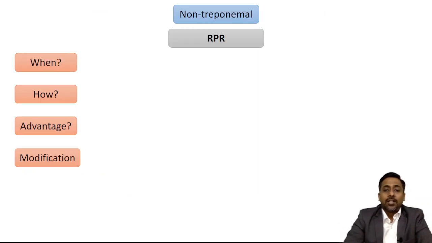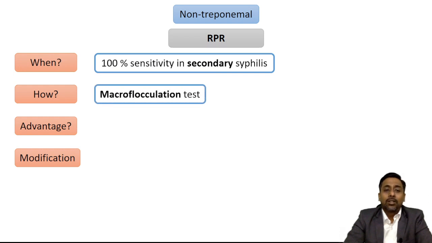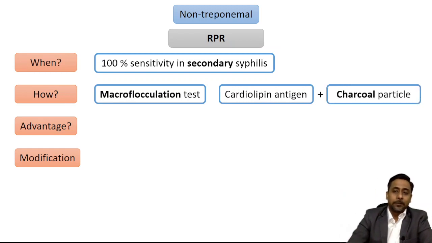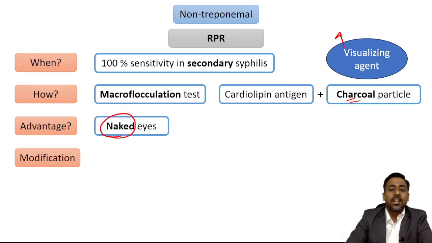So now the next non-treponemal test is the rapid plasma reagin test, and it is also 100% sensitive in secondary syphilis, and this is a macroflocculation test. So that was a microflocculation test which requires a microscope, and this is a macroflocculation test, so it will not require a microscope. Why? Because this cardiolipin antigen is added with charcoal particles. So the charcoal particles added with the cardiolipin antigen will act as a visualizing agent, which will help to visualize the result by naked eye. Okay, so we can visualize the result in RPR by naked eye.